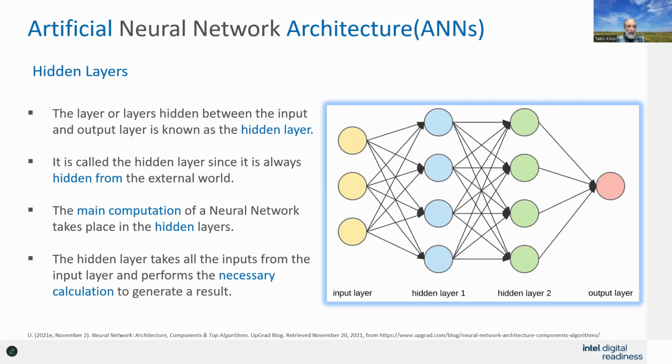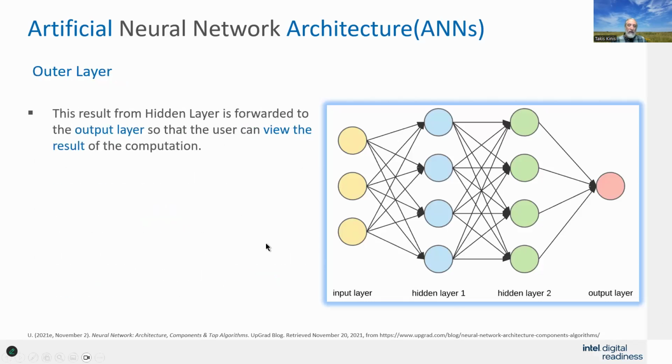Last bullet, it says the hidden layers take all the inputs from the input layer, perform all the calculations, and generate results. And it can be multiple layers, it might not just be one or two. The output layer is so we can just look at the result.